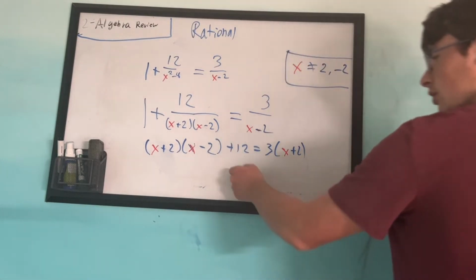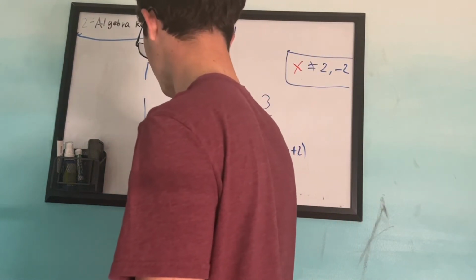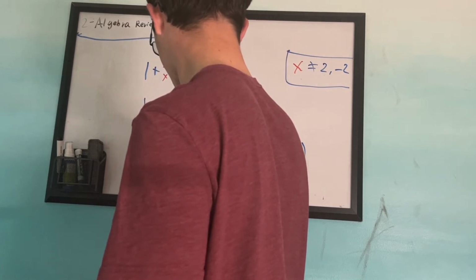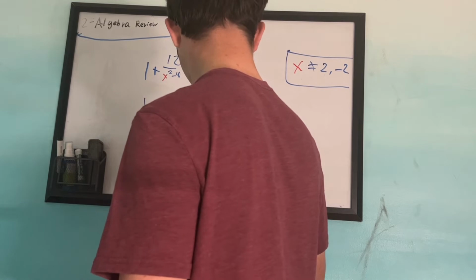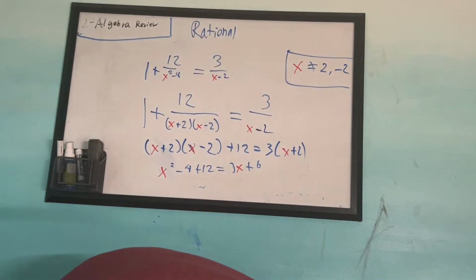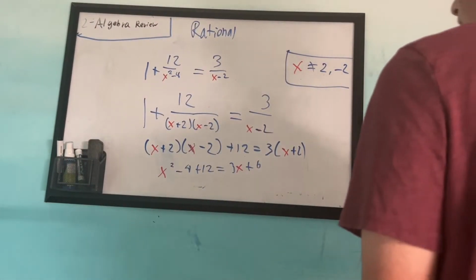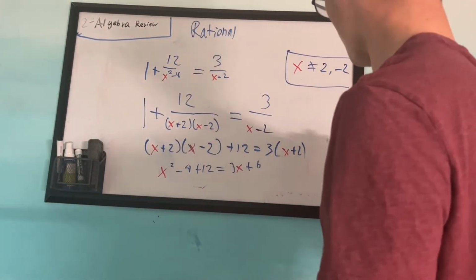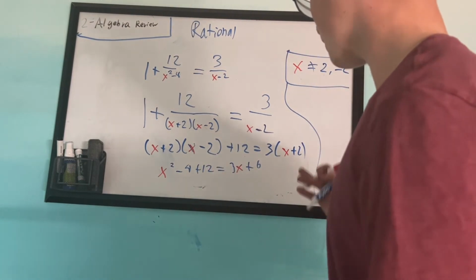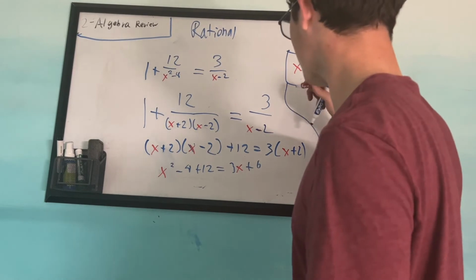Once we multiply out all the denominators, we can simplify this further into x squared minus 4 plus 12 equals 3x plus 6. And then from here, we can simplify further by combining like terms and shifting everything over to the left side.